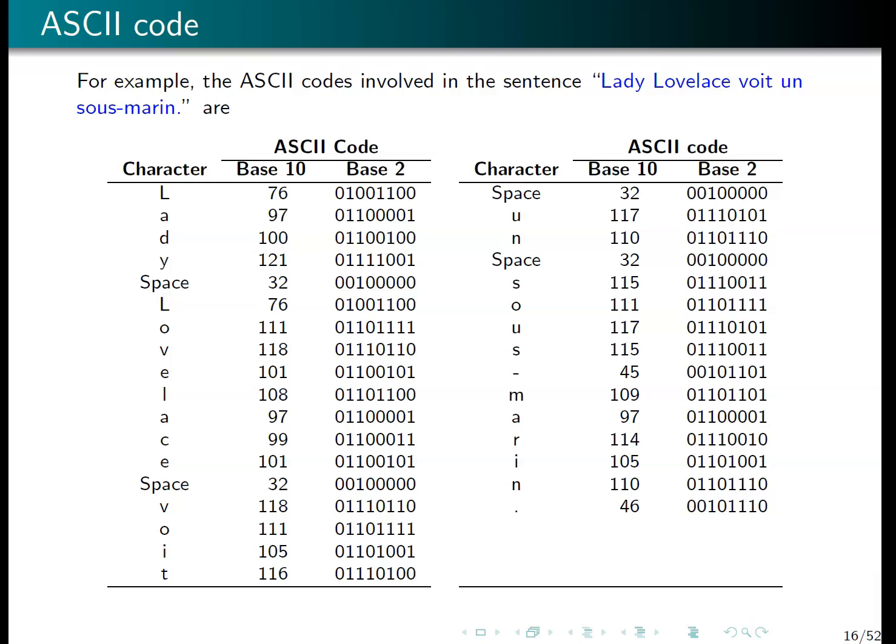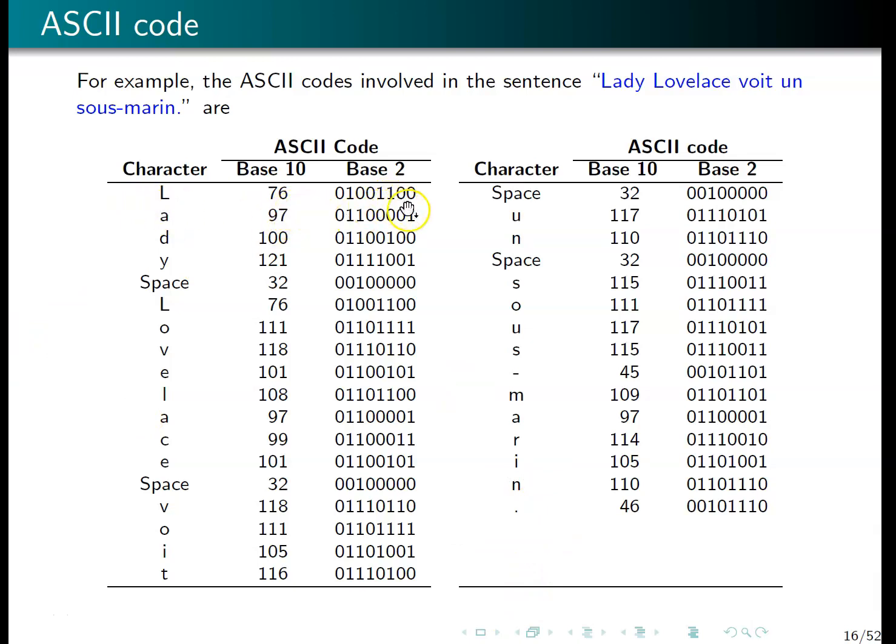In our example here, we write the sentence Lady Lovelace voit un sous-marin. It's a sentence in French, but you don't need to understand what the sentence means to follow. Actually, the computer does not understand whether the text has been entered in French, English, or Spanish. Lady Lovelace voit, space, un, space, sous, underscore, marin, dot.